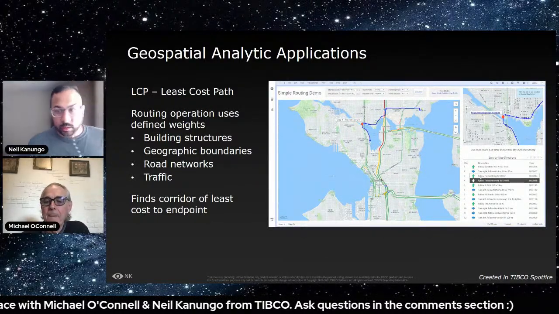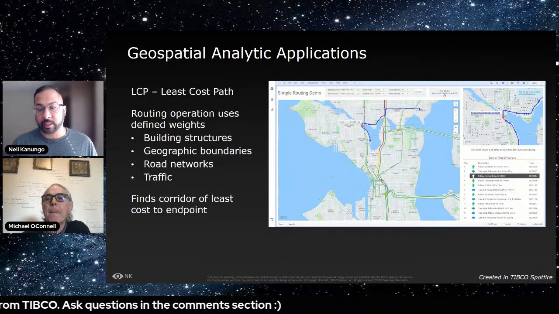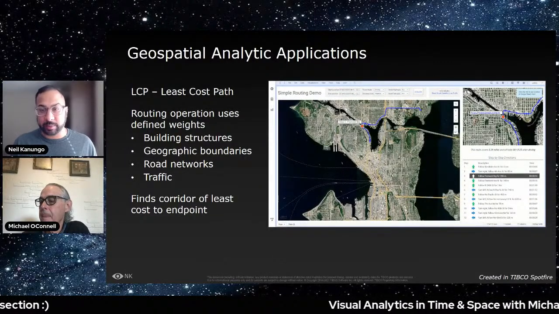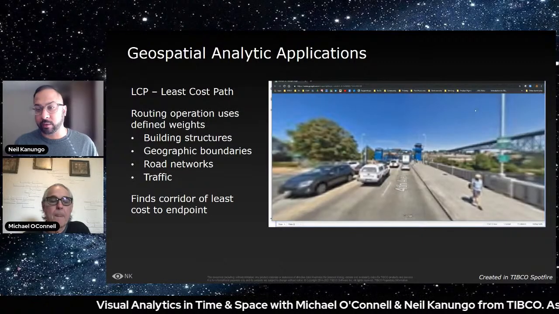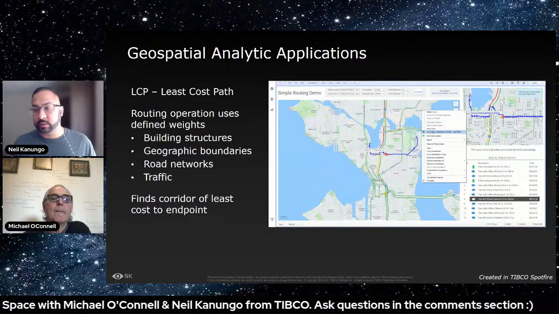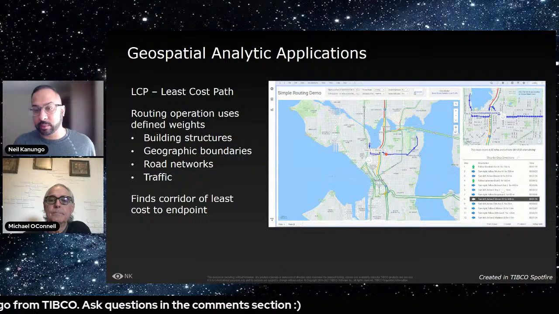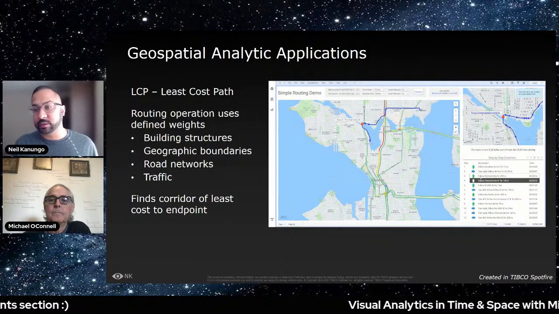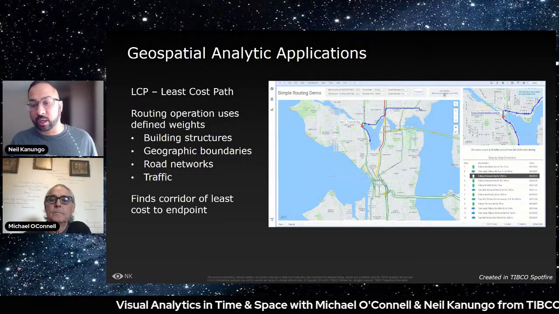Yeah, so this is our least cost path. A geoanalytic application of finding the fastest path, the easiest path from point A to point B. This is using a route analysis that's tied to Google Maps and Google Street View. It's taking into account the traffic data and the road networks, and doing a calculation of the navigation route from one point to another. So least cost path finds the corridor of least cost to an endpoint.